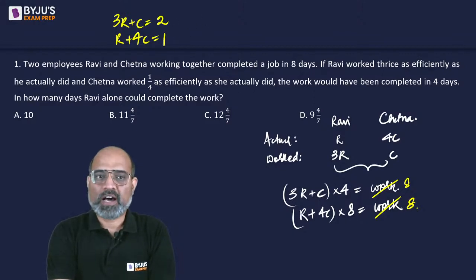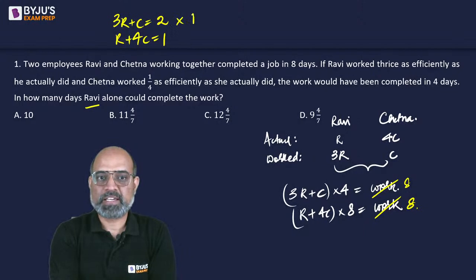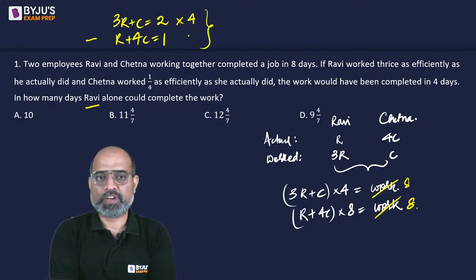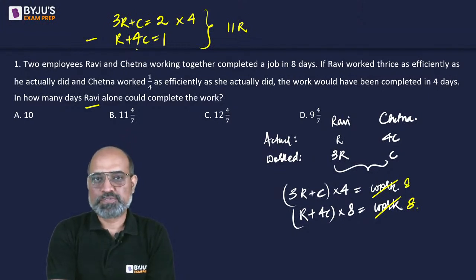Let's solve for R because we need to find out for Ravi. For that, we'll multiply the first equation by 4 and subtract. So we will have 12R minus R, which is 11R, and 4C minus 4C will be 0, and this is going to be 8 minus 1, which is 7. So Ravi's efficiency is going to be 7 upon 11.